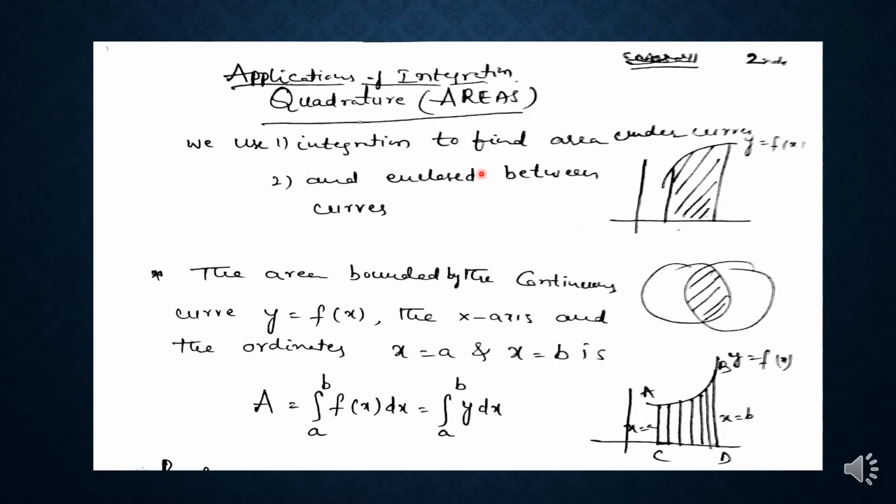So we use integration to find the area under curves and enclosed between curves. For example, take this curve y = f(x). This is part of the curve y = f(x), and this is the x-axis and y-axis, and we take two lines, the ordinates x = a and x = b. Now we want to find the area bounded by this curve, the x-axis and these two lines. So this shaded area we want to find.